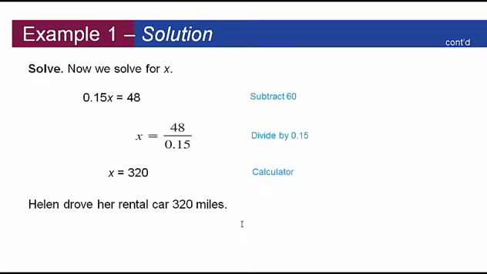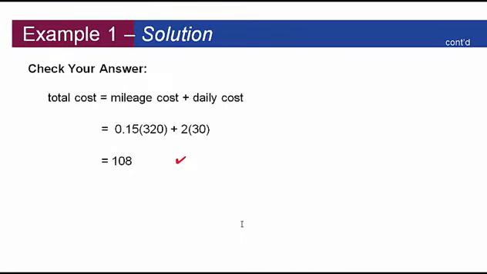So now we're on to the last step. Now we need to solve for x. So we subtract that 60 from both sides, right? The 30 times 2, and we're left with 0.15x equals 48. We, of course, divide both sides by 0.15. We do the math. X equals 320, and 320 miles is how much she drove. That should be our answer. One final step is to check it. Throw the 320 back into our equation and see that it does, in fact, give us the 108 that it's supposed to, so we know we have the right answer.